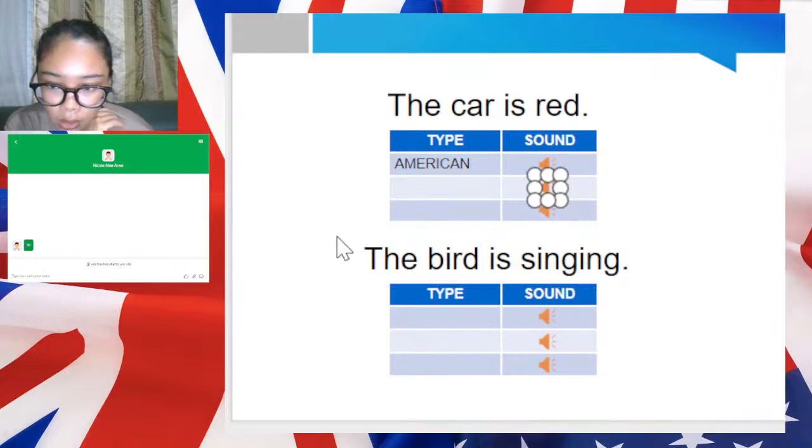But if you hear it again one more time, The car is red. the car is red. The car is red. The car is red. So the car is red.